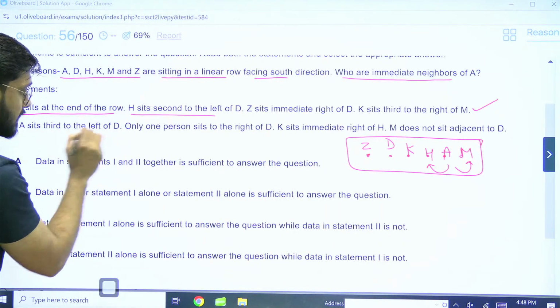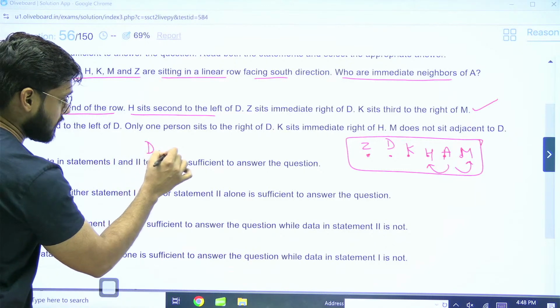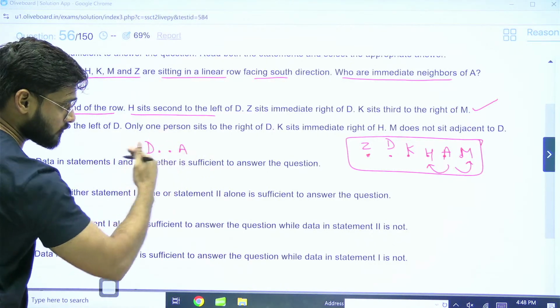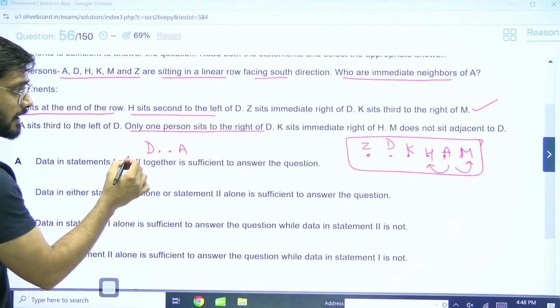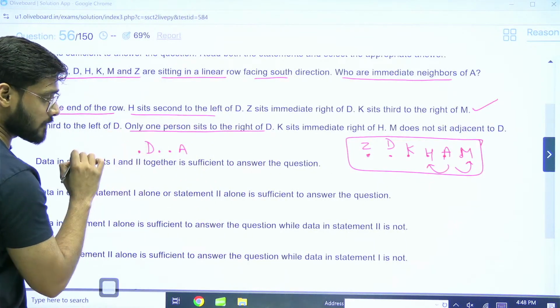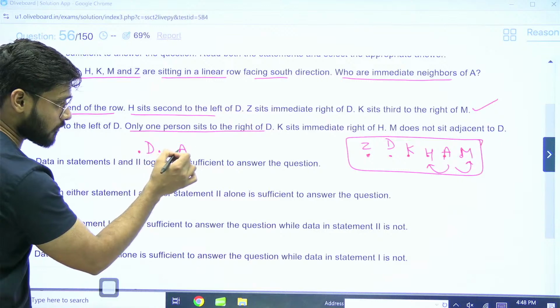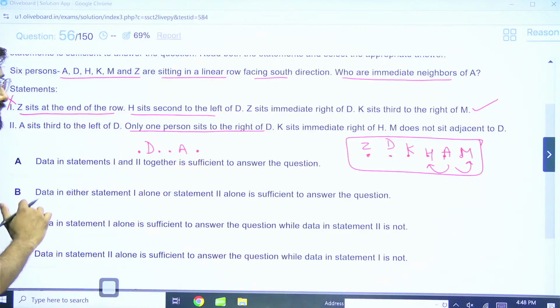A sits third left of D: 1, 2, 3. Because they are facing south, left will go like this. One person sits to the right of D, only one. So this will come like this: 1, 2, 3, 4, 5 and 6. The sixth person will go over there.